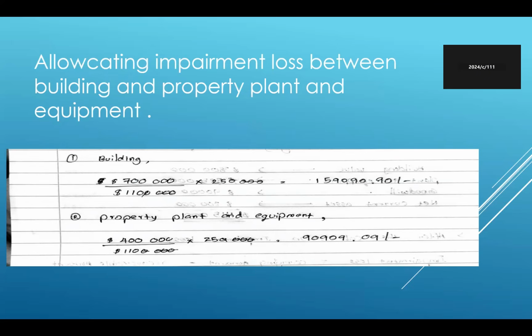First, building: 700,000 divided by 1,100,000 multiply 250,000. Final answer 159,090.90. Secondly, property, plant and equipment: 400,000 divided by 1,100,000 multiplied by 250,000. Final answer 90,900.09.